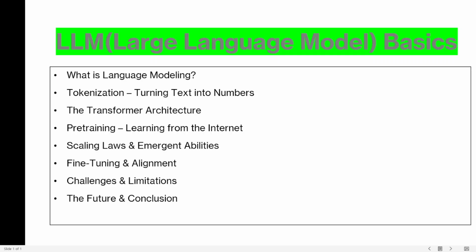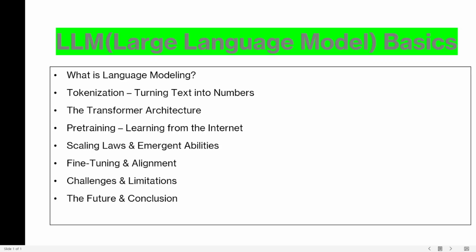Hello everyone and welcome. Today we're going to dive deep into one of the most important topics in modern AI: how large language models actually learn language and how they are trained. If you have ever used ChatGPT, Claude or any AI assistant and wondered how this thing actually works under the hood, this video is for you. We're going to demystify the entire process.